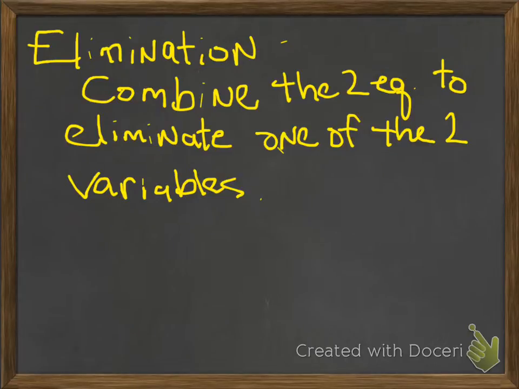With elimination, the idea that we want to do is combine the two equations into one equation. And when we do that, we should eliminate one of the two variables. So when we combine, one of the two variables will be gone. Like if we've got x, y, when we combine them, maybe we just have x or just have y, but one of them is gone. That's elimination.